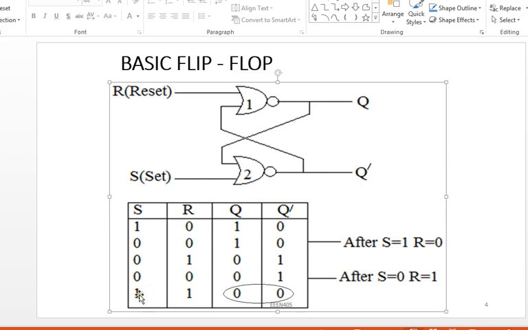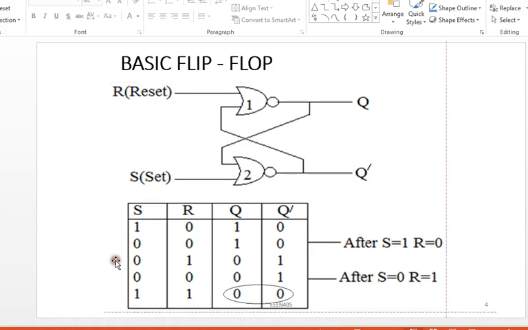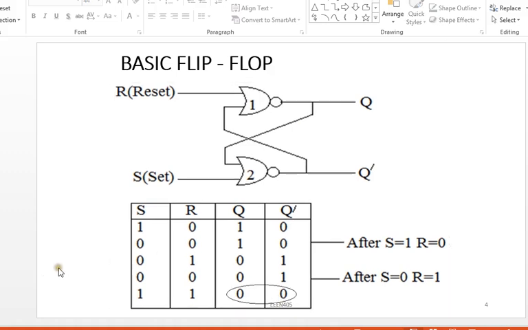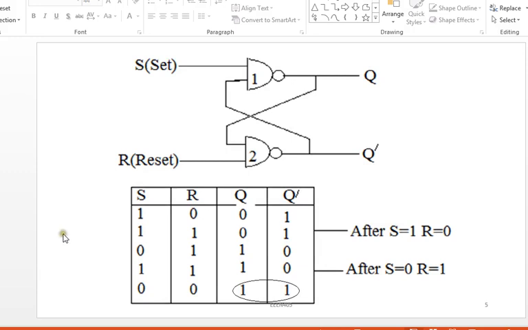So the last condition shows the limitation of this basic flip-flop, because wherever you have your set equal to 1, reset equal to 1, automatically the outputs of gate 1 and 2 should be 0 0 based on the truth table of NOR gates, and this is never acceptable because the Q and its complement cannot have the same value. So this is the setback of this basic flip-flop.